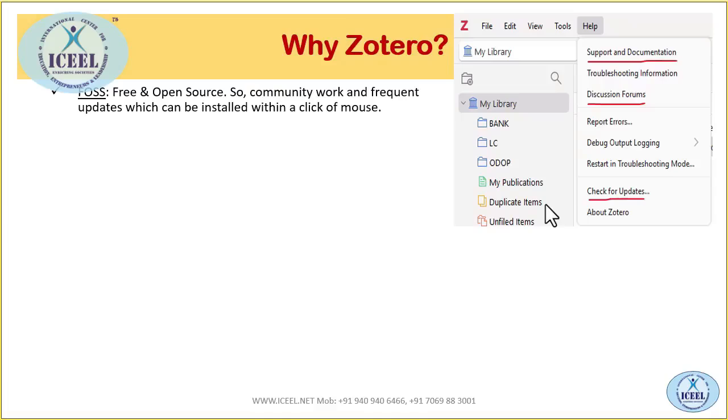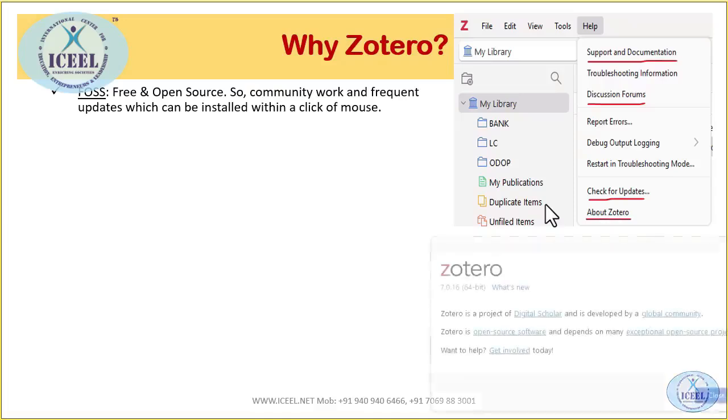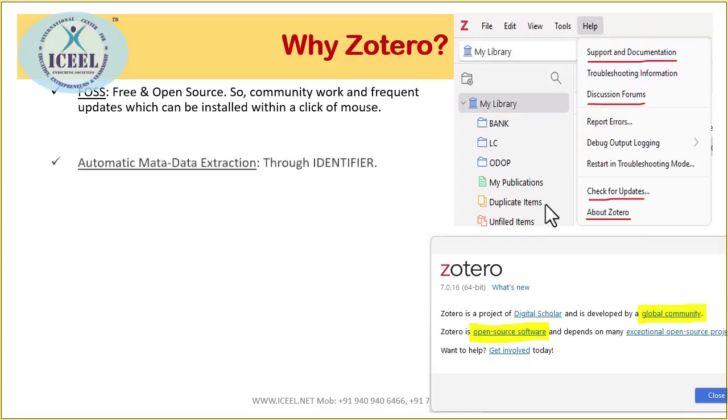If you click over here, any update which is available will automatically be installed into the software. And if you click on About Zotero, guys, you will get this screen here. Global community, which is community-related links, will be given to you, and open source software. What is the meaning, what are the licenses concerned with that, everything will be given over there, right?